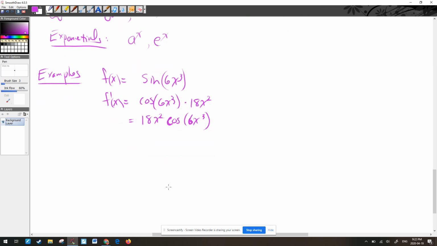Let's try one a bit spicier. So imagine that we had another one. How about if we had g at x is equal to cos to the fourth of 7x minus 5. So this one's a fair amount spicier. Go ahead, give it a whirl. Come on back.